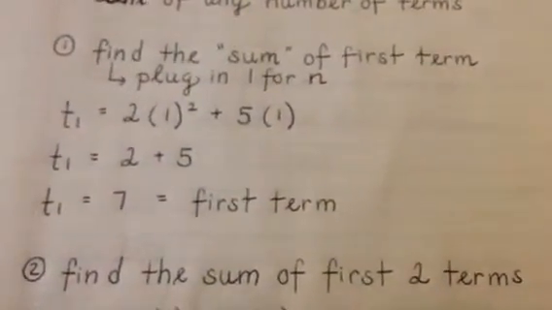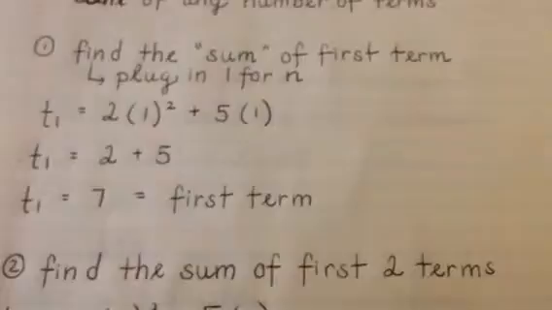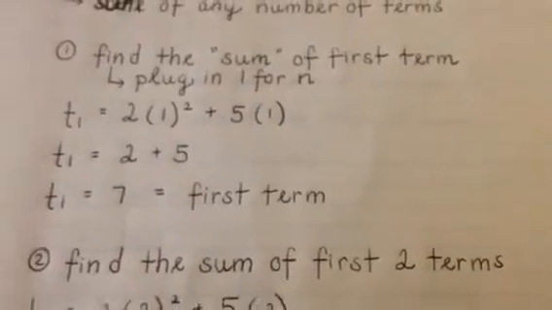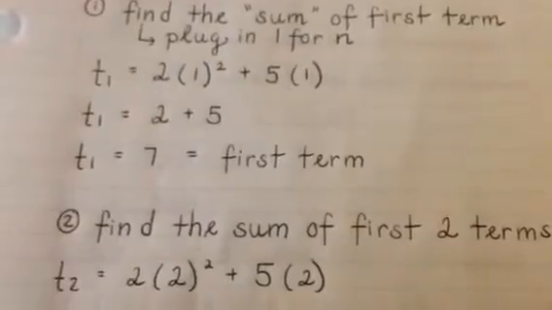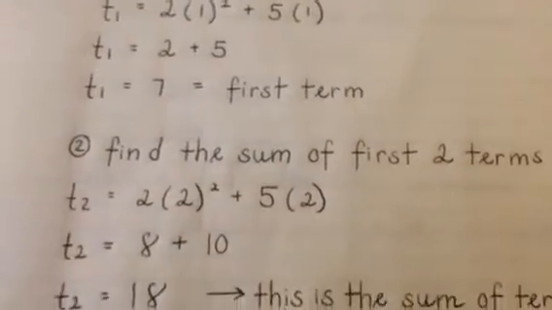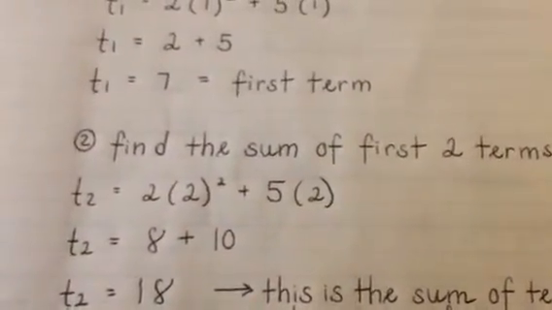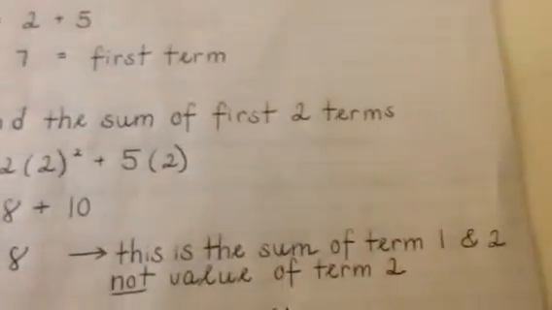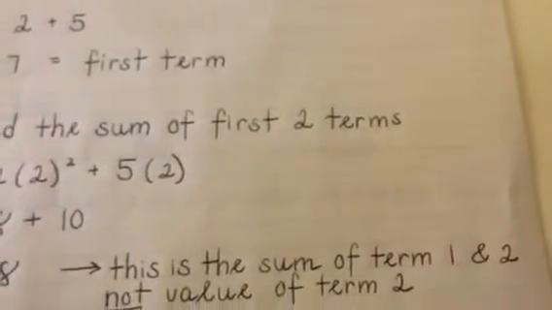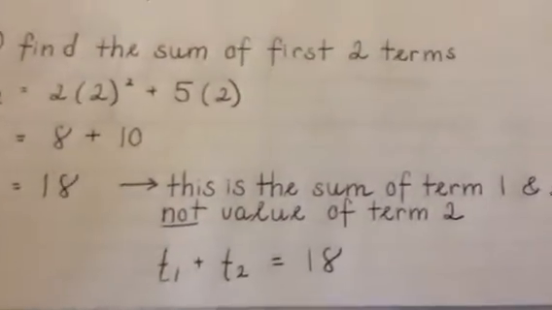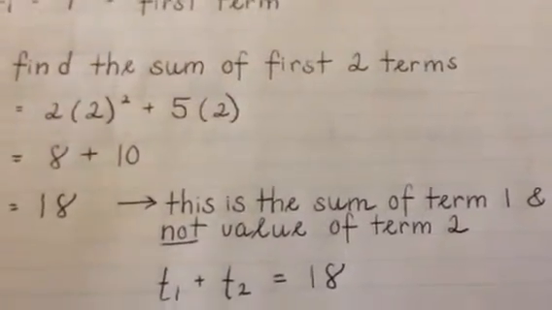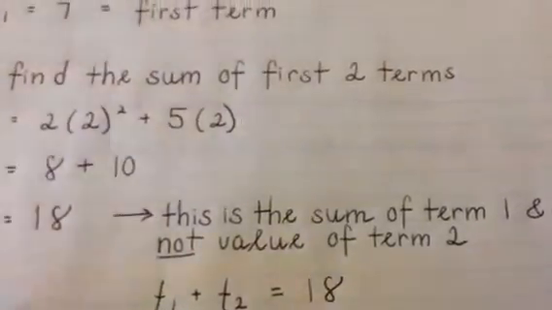So our second step is we need to find the sum of the first two terms. So all you have to do is plug in 2 for n. And when we solve that, we get 18. So that is the sum of the first two terms, but that does not mean that's the value of the second term. 18 simply means term 1 plus term 2 equals 18.